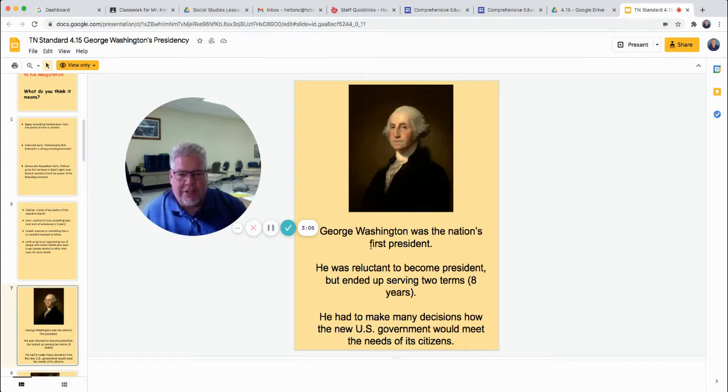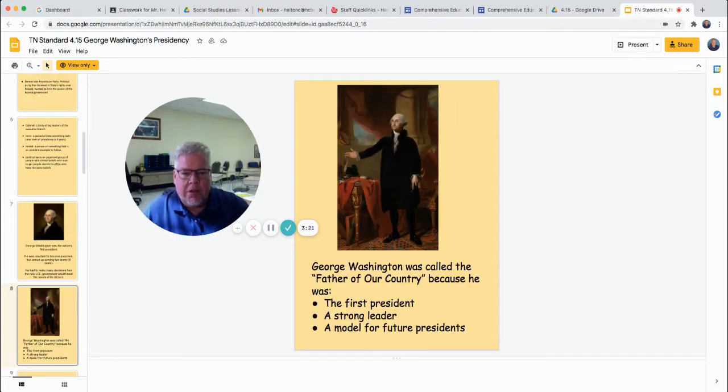George Washington was the nation's first president. He was reluctant to become president, but ended up serving 2 terms, which is 8 years. He had to make many decisions how the new U.S. government would meet the needs of its citizens. George Washington was called the father of our country because he was the first president. He was a strong leader, and he was a model for future presidents. And don't forget, he was the general during the Revolutionary War, right? He was the one who fought and won and led the way for us to win our freedom and become a country.